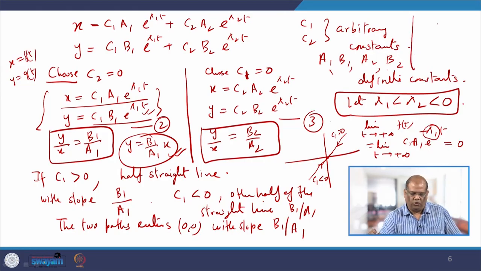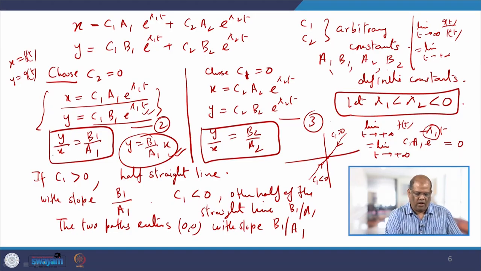Along with that, if you now show that limit t tends to infinity g(t) by f(t), which is equal to limit t tends to plus infinity, g(t) by f(t) from here is b1 by a1, and this will give you again b1 by a1. So, a constant value. So, this implies that the path enters (0, 0). So, both the properties are satisfied, and we get that when C2 is equal to 0, when C1 is greater than 0, you get a half straight line, and when C1 is less than 0, you get the other half, and together they consist of this particular straight line.